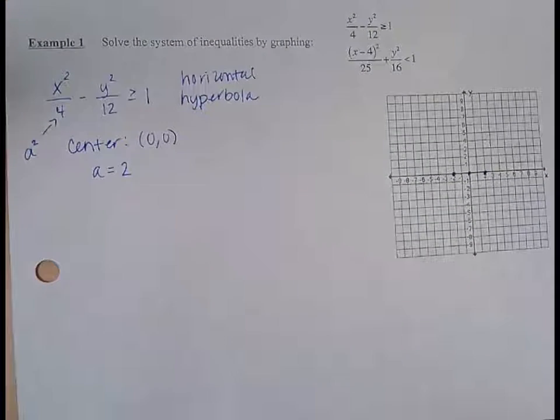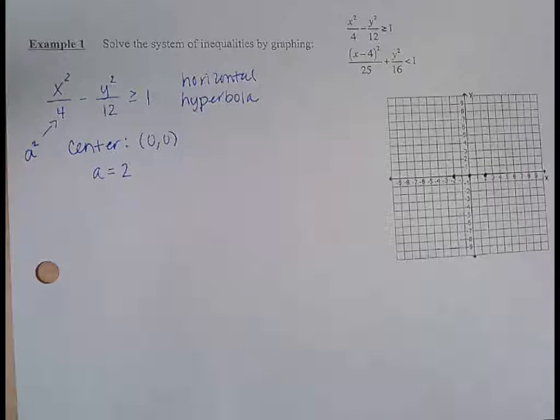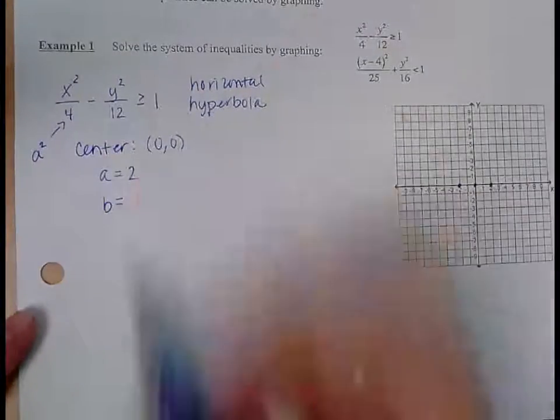If you still wanted to use the formulas to find the points and then plot them, you can certainly do that. But it might just be a little bit quicker if you understand that A is the distance from the center to a vertex. And then we need the value of B so we can plot the covertices.